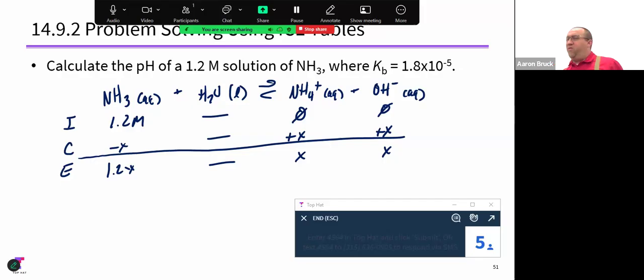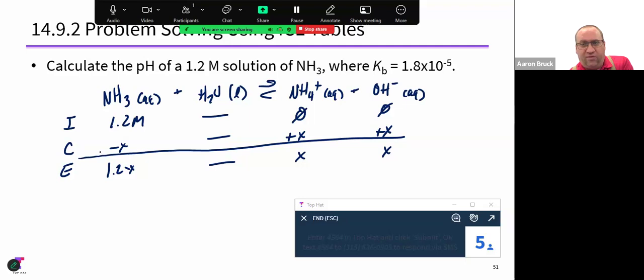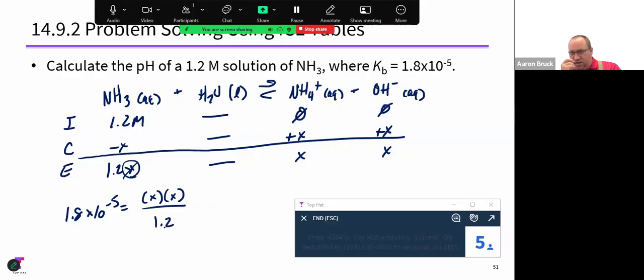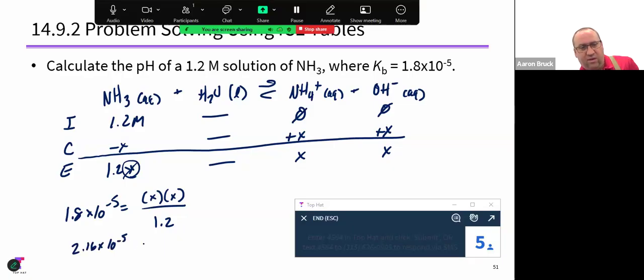And so this is going to set up and look very, very similar to what we did with the acids. Here's the big difference between them, though. If we do the 5% rule, we're going to find that we can ignore this minus X term. So let's go ahead with that. 1.8 times 10 to the negative fifth is equal to x times x divided by 1.2. So everything's looking very, very similar to that first example problem that we did with the acetic acid. 1.8 times 10 to the negative fifth multiplied by 1.2 is 2.16 times 10 to the negative fifth for x squared, square root of both sides. X is equal to 4.6 times 10 to the negative third molar.